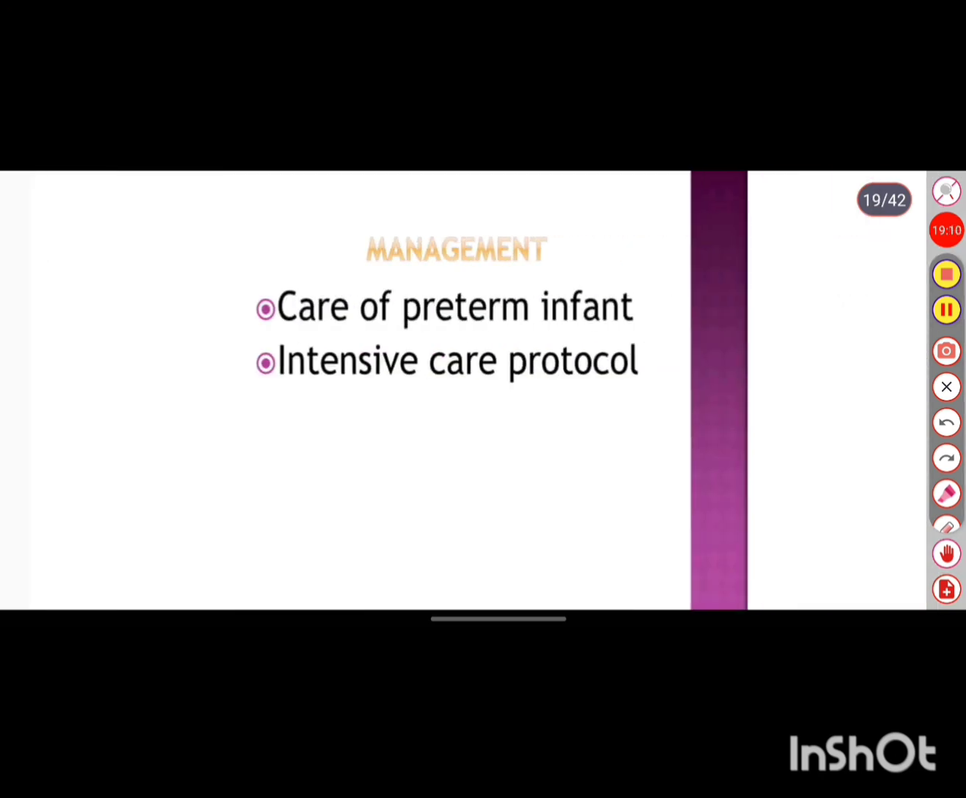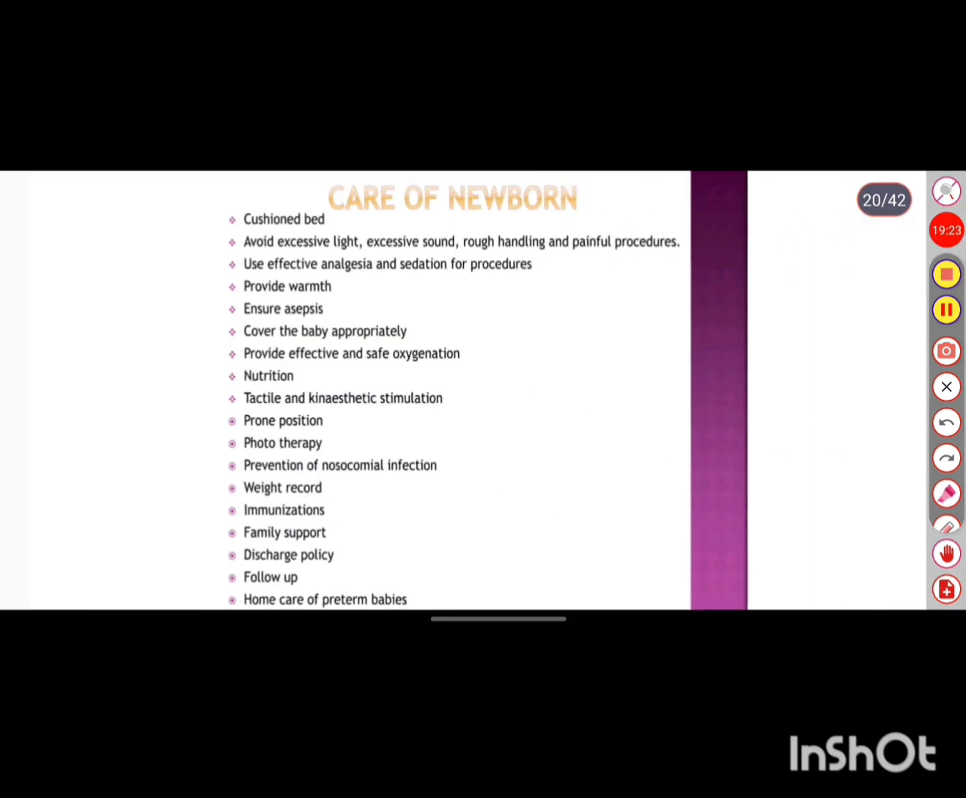So they have asked you for the nursing management of these preterm babies. First of all, how to take care of preterm babies, and what is the intensive care protocol for them. First of all, you have to care for them like a normal newborn. They should have a high cushion bed. Avoid excessive light and excessive sound because they are more sensitive to these things, and also we need to use analgesia and sedation for procedures.